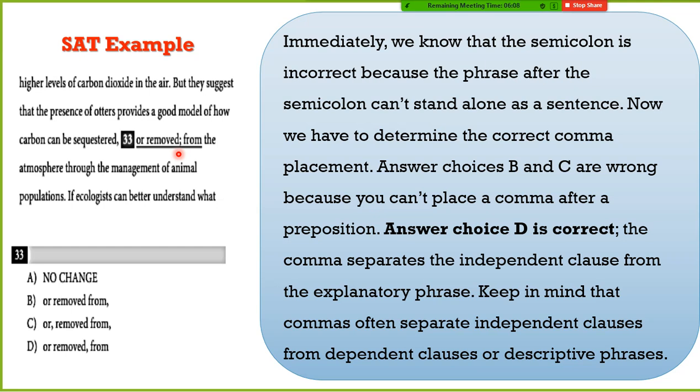D. Yeah, why? Because "from" is a different sentence, so we put a comma. Yeah, because we have here "from the atmosphere through the management". This is a phrase, an explanatory phrase. So we put a comma instead of the semicolon, because the semicolon does not separate incomplete thoughts or dependent clauses. So the semicolon will not work here.